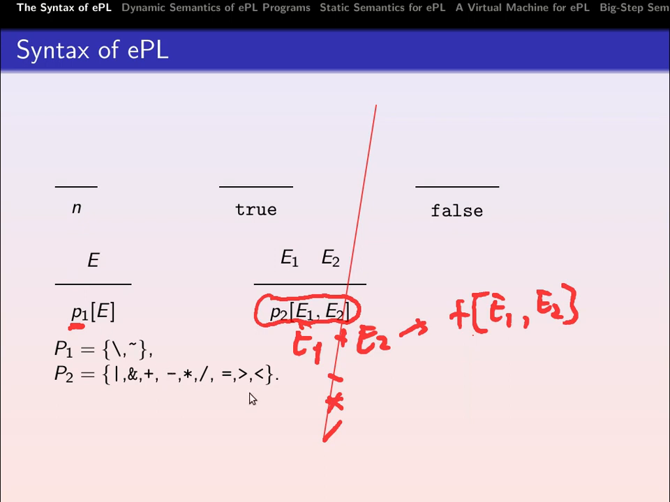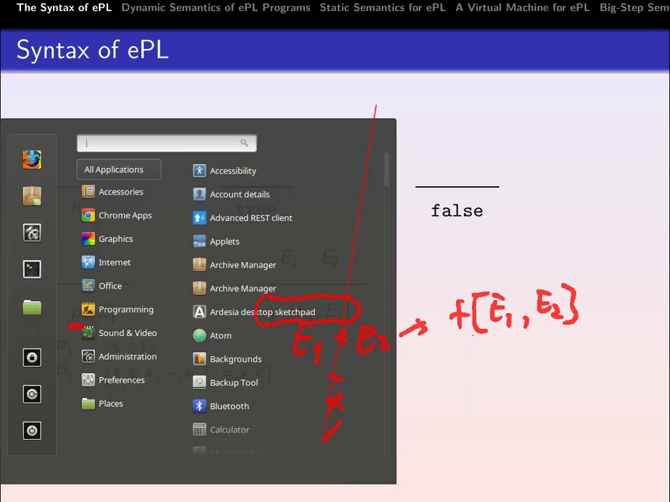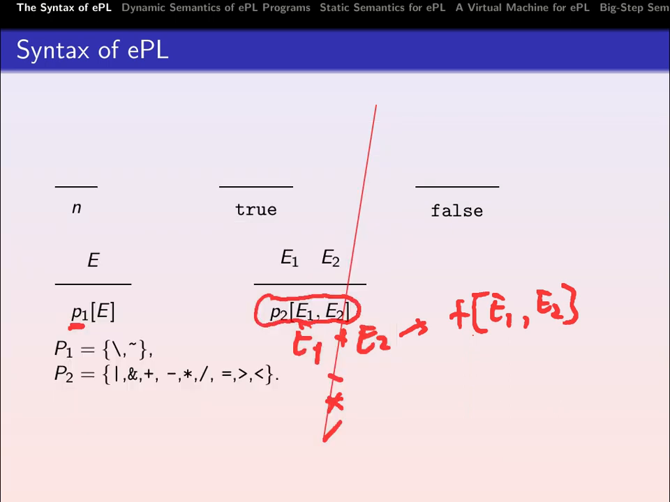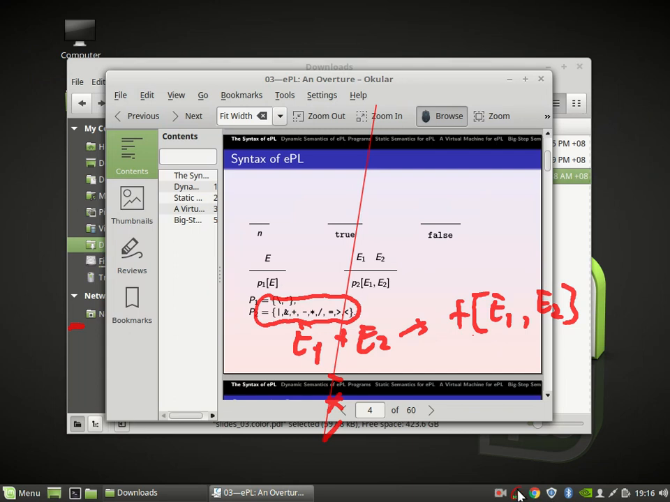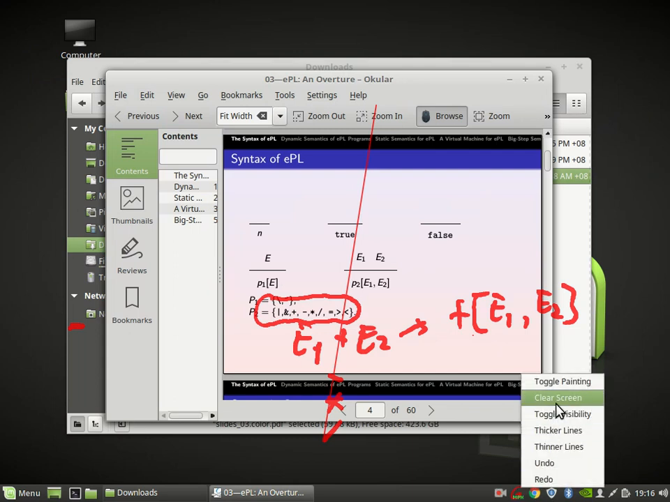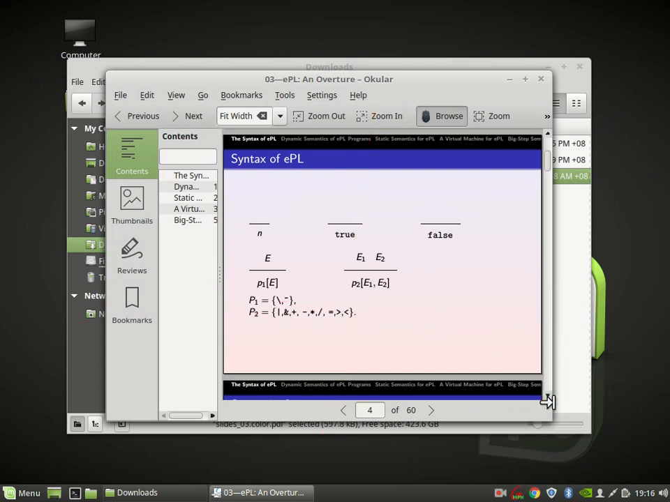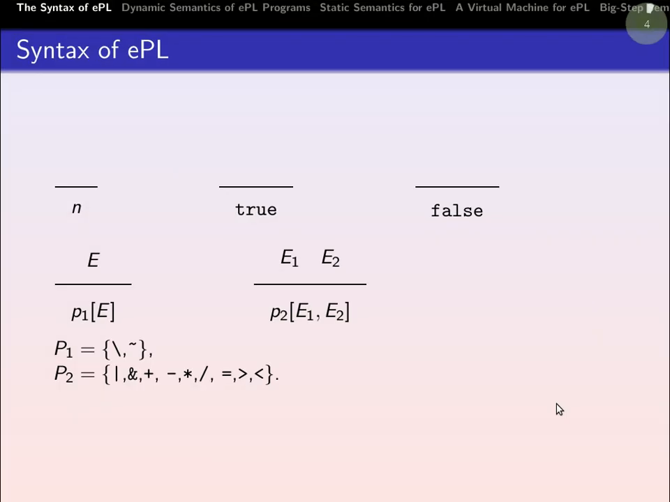Is this clear? I have no way to turn this off. Is this clear? Is everything clear so far?